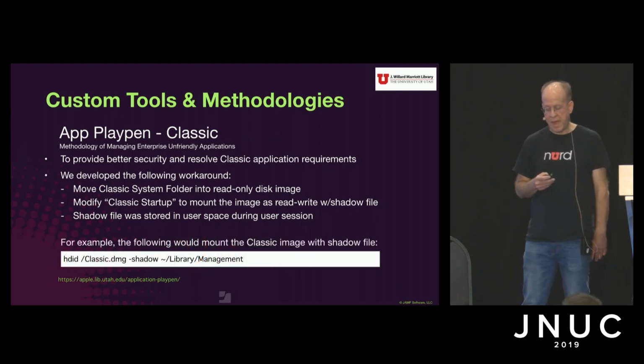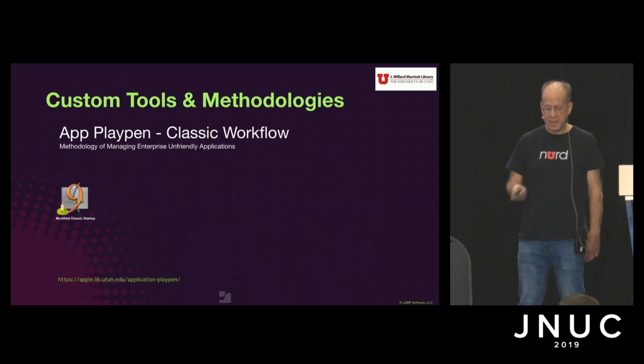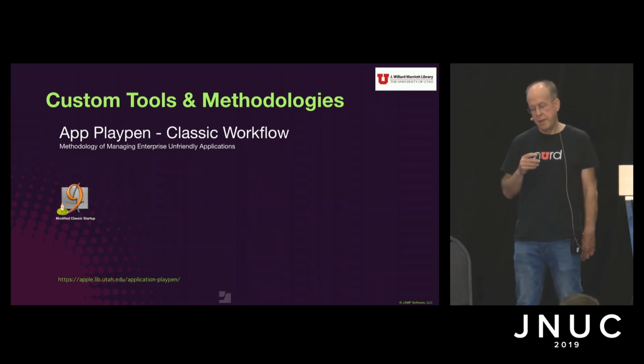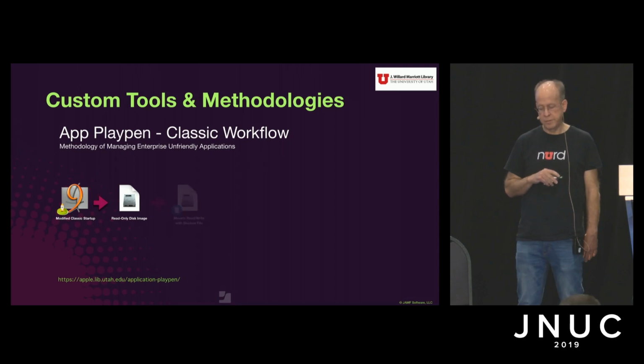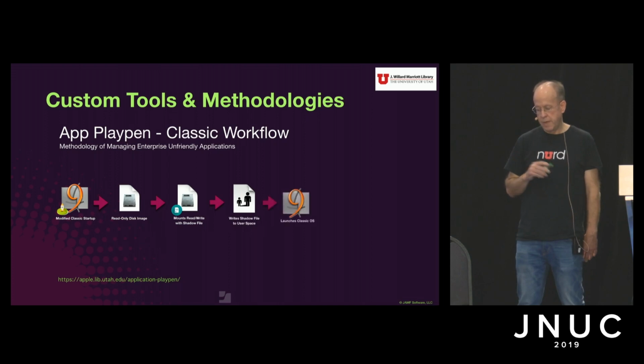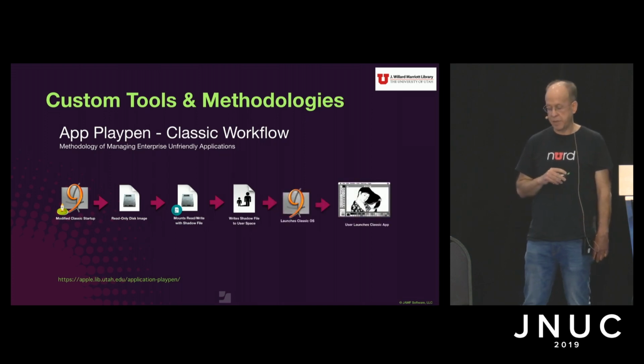And back in the day, you used the HDIUtil with a shadow file, and then you specify where your shadow file will be stored. Again, quickly, here is the workflow. You modify the Classic startup. It launches the read-only image, mounts it with a shadow file, launches the Classic environment, and then the user can use the Classic application.